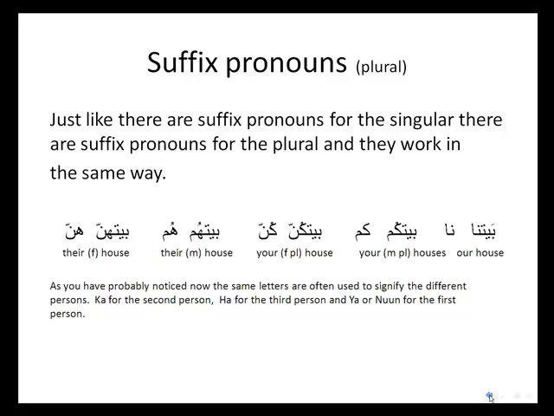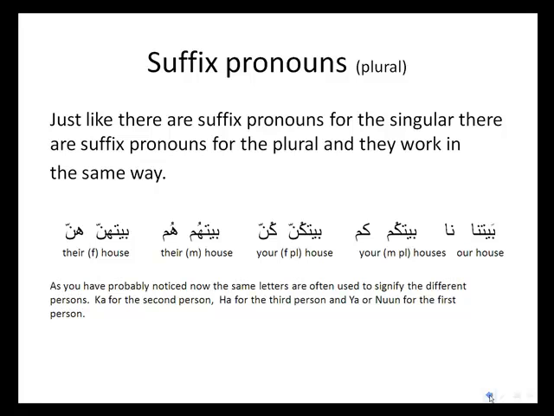Now, the next thing we're going to talk about are the suffix pronouns for the plural form. Remember when we did the suffix pronouns for the singular form? That was almost right at the beginning of the course. We said ismi, my name, ismuka, your name, to a man, etc. There are the same suffix pronouns for the plural as well, and they work in exactly the same way. For a house we say beit, for our house we say beituna. For your house to a plural, we say beitukum. Your house to a group of women, beitukunna.